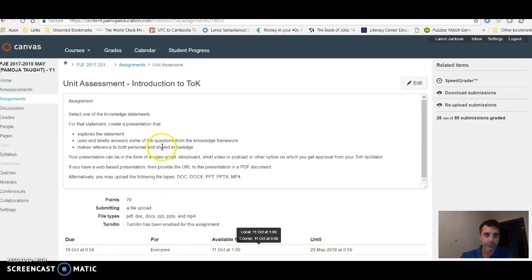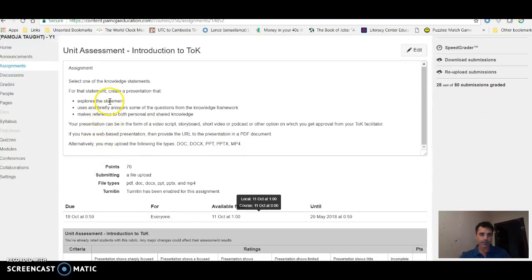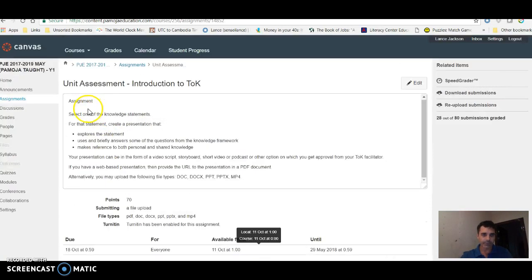If we go to what the unit assignment was, there it is there. Select one of these knowledge statements. And then for that statement, you had to create a presentation that explored the statement and briefly answers the questions from the knowledge framework and makes reference to both personal and shared knowledge. So you really should have looked at that assignment, that task outline, and made sure that your task filled each one of those.